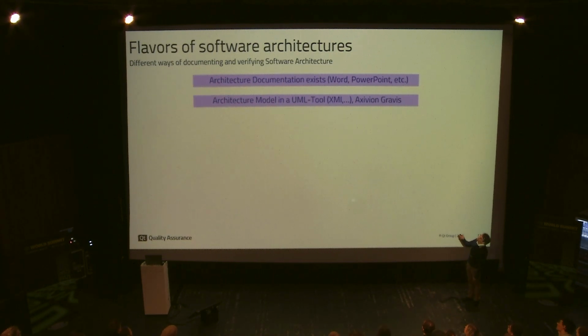So some people use Word and PowerPoint, and I think we agree this is difficult to use if you want to automatically verify something with a tool, yeah? So if you have a Word document that says, well, this is my architecture, this is a little bit difficult. Maybe AI can generate an architecture out of it, but I never tried it. I think this is not a good idea.